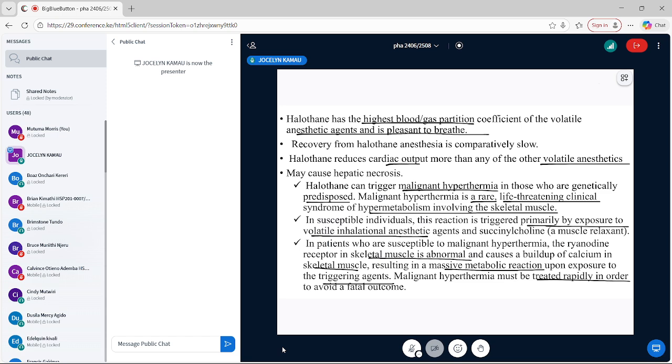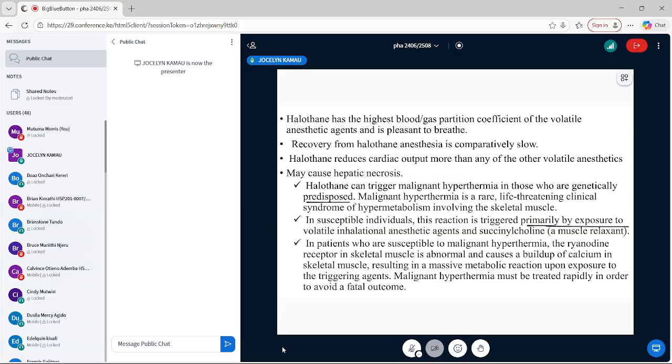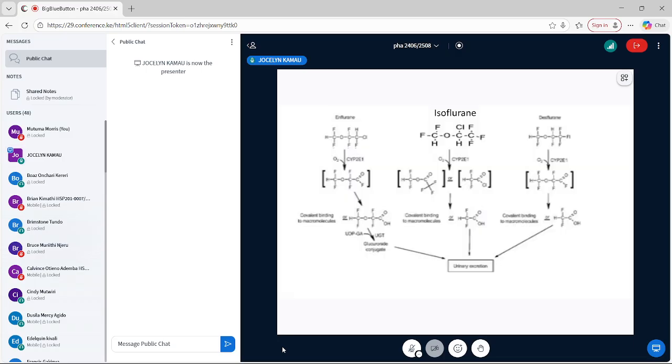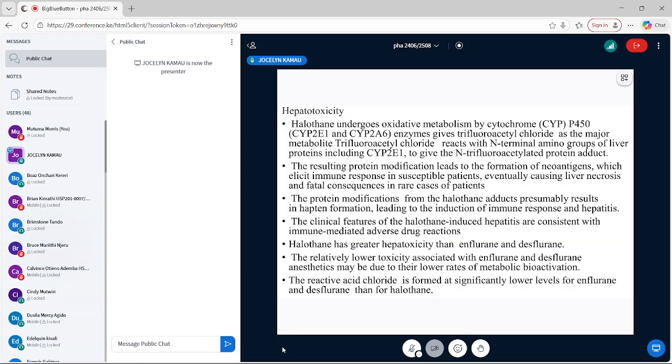So it is good to note some of this, whether you are learning them in pharmaceutical chemistry or in pharmacology or in clinical pharmacy. Knowledge is knowledge. And sometimes you find that the various lecturers mention those points. So that is malignant hyperthermia.